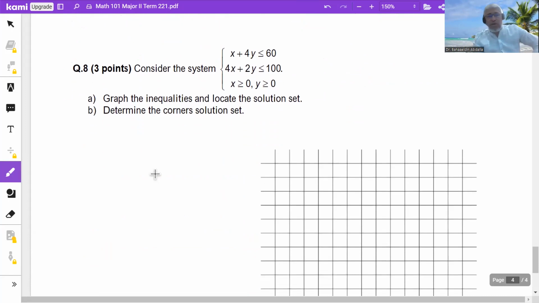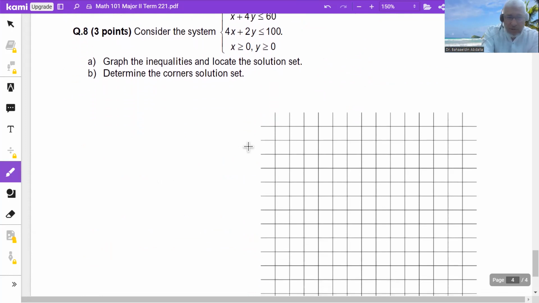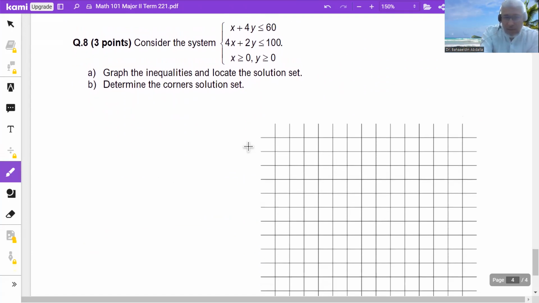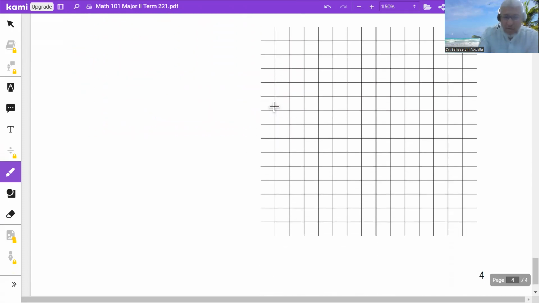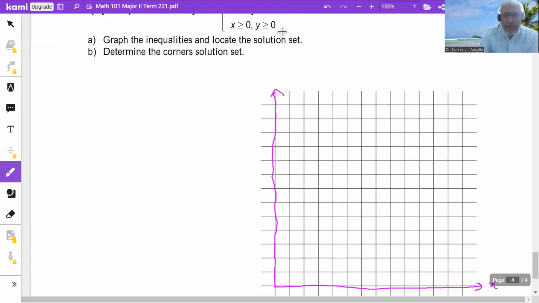The last question, consider this system and graph the inequalities and locate the solution set. Determine the corners of the solution set. Okay, so let us graph the inequality. Since x is greater than or equal to 0, y is greater than or equal to 0, so I can say that this is my x axis and this is my y axis.